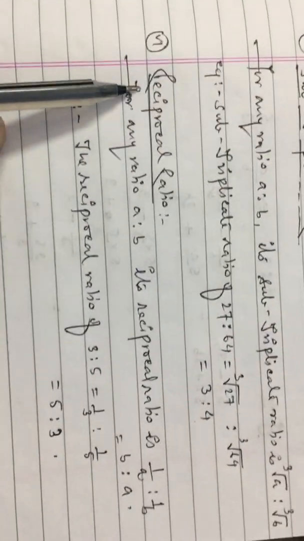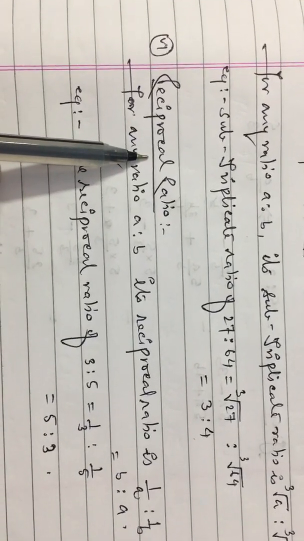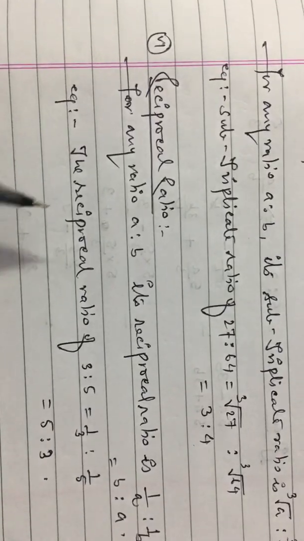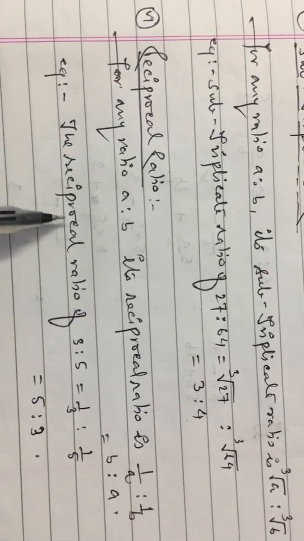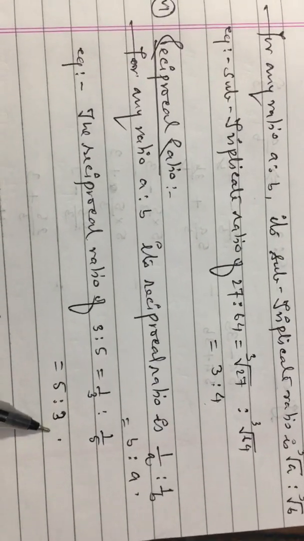Next is reciprocal ratio. I think in mathematics you have already learned about the reciprocal. Whatever is in the numerator comes in the denominator, and the denominator comes in the numerator. Now see the example. The reciprocal ratio of 3:5 will be 5:3.